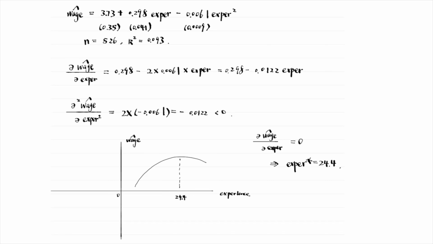In our example, when experience reaches 24.4 years, the marginal effect of experience on hourly wage becomes 0. After that, 1 more year of experience has a negative marginal effect on wages. There are 147 workers in the sample who have more than 24.4 years of experience. Does it make sense that one more year of experience leads to lower hourly wages?